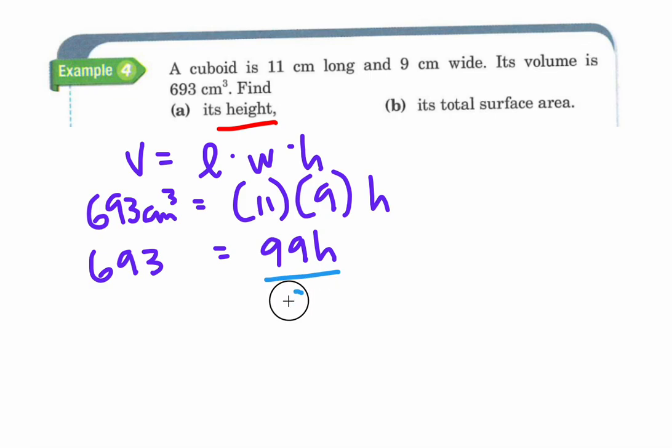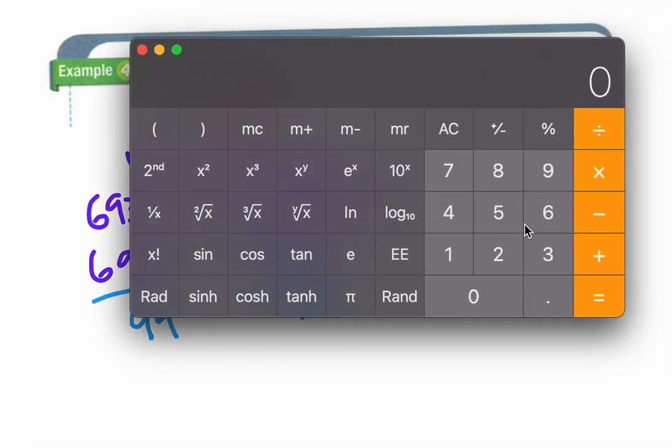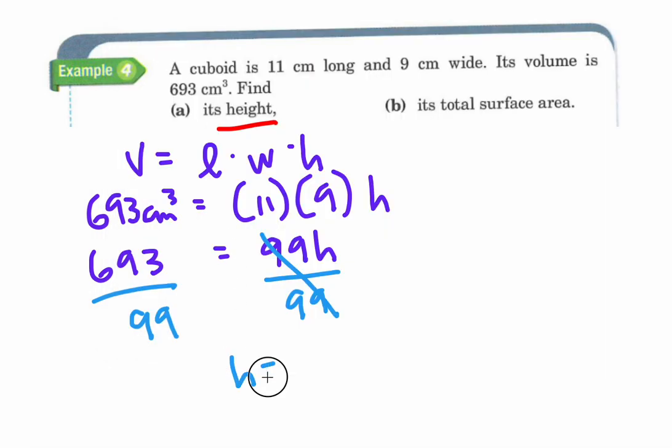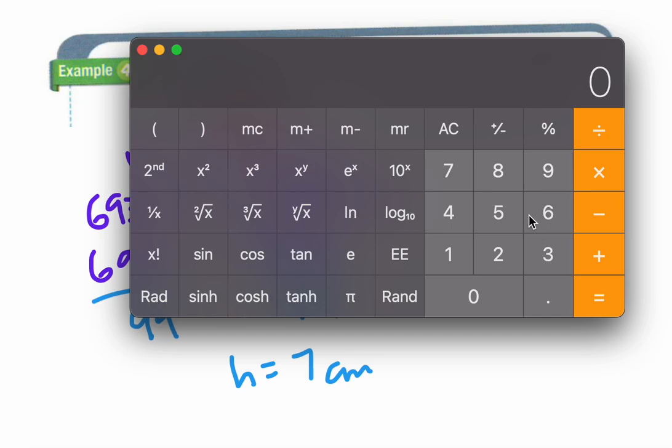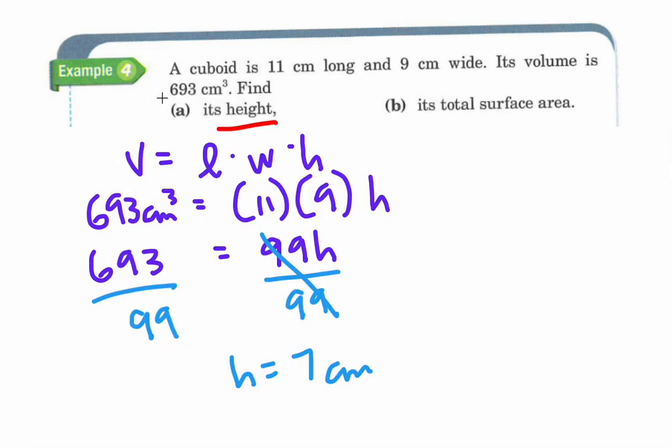Let's divide both sides by 99. Let's do the opposite, SADMAP. 693 divided by 99 will give us the answer. That's 7, okay? So the height is equal to 7 centimeters. So 11 times 9 times 7 will give us 693, the answer. Okay, that wasn't that bad.